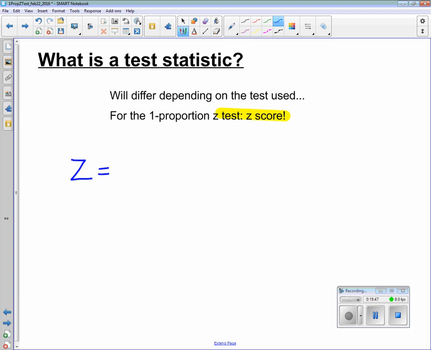Well, it's your collected proportion minus the claim divided by the standard deviation, which we know. So it's still the same thing. It's just we're dealing with proportions this time as opposed to means. Hopefully this is a formula you saw in the reading. It was definitely in there. We're going to use it today, and I'm going to show you how to plug it in.